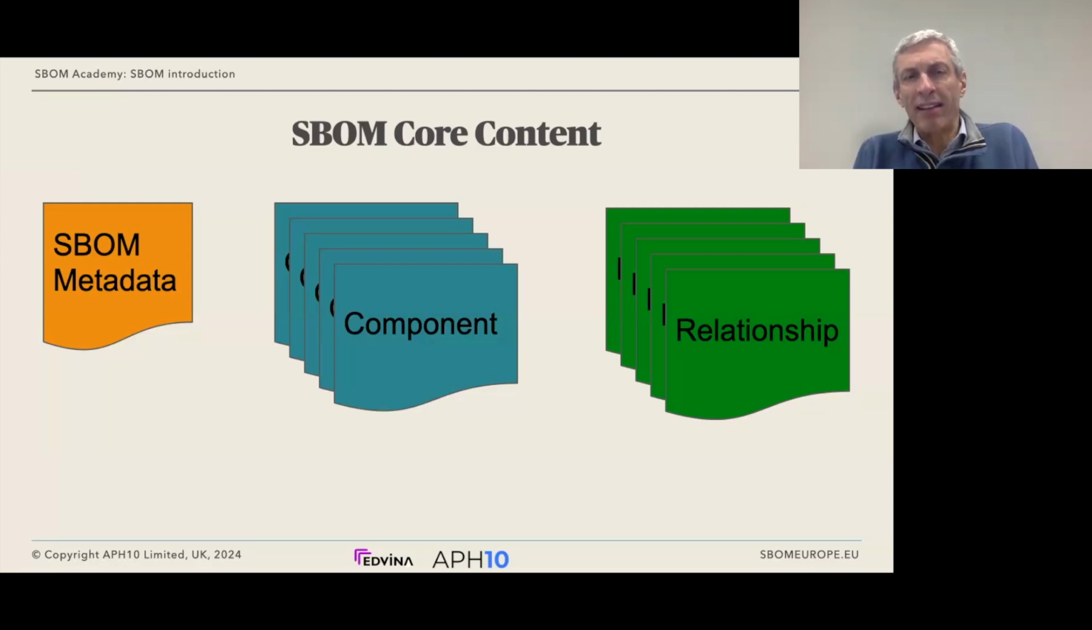Then we have all the actual core content, which is the components, the software components. They may be files, they may be packages, they may be containers, and then associated metadata with them, maybe licenses, what version it is, where you can download it from. And then the third part is the relationships between those components, which component depends on which other component. That really helps you understand, if there is a change required to a component, the impact that you may have.